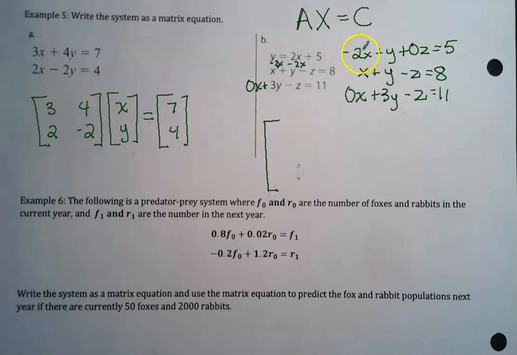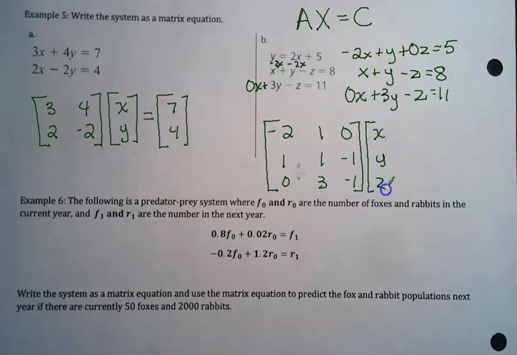Our coefficients are negative 2, 1, and 0. Then we have 1, 1, negative 1. And for the last one, we have 0, 3, negative 1. Okay, we need our variables, so in order, they are x, y, and z. And that's equal to our constant matrix, so 5, 8, and 11. And you're done. You've written the system as a matrix equation.